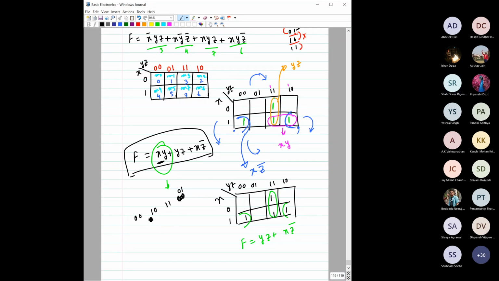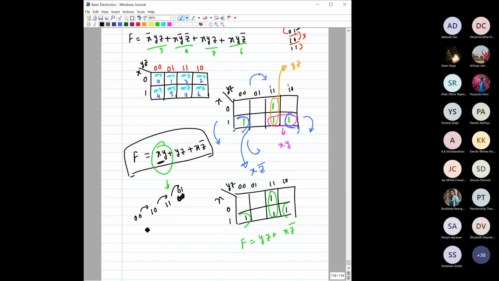One minute. I have not said that this is wrong. Here also this condition is valid, right? You have only one change, only one variable changing, right? Yes, sir.